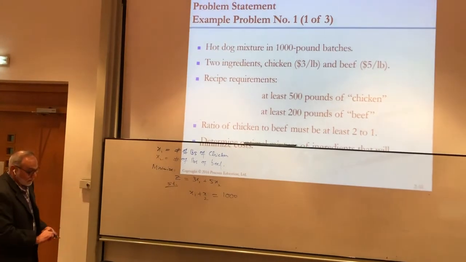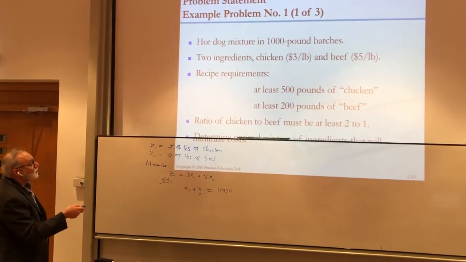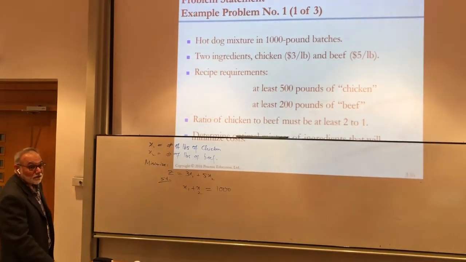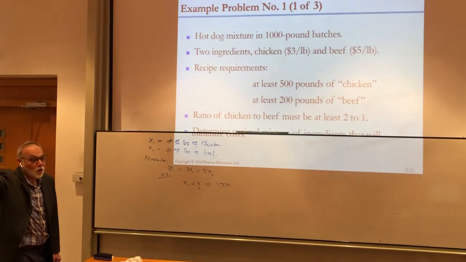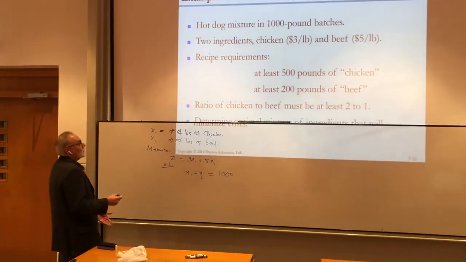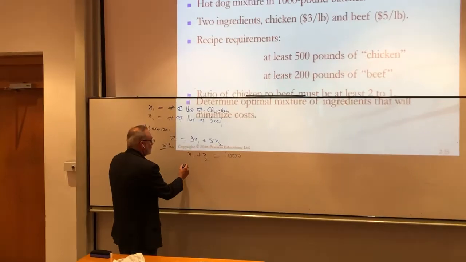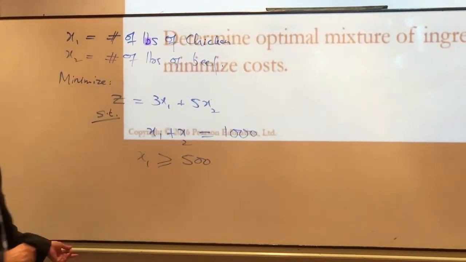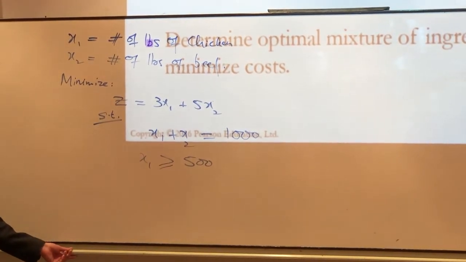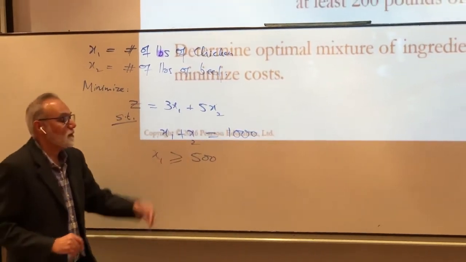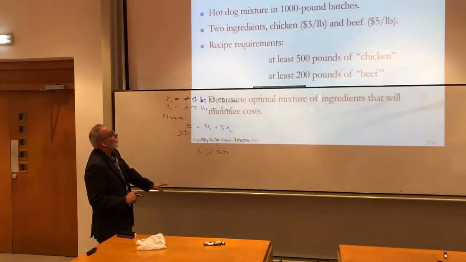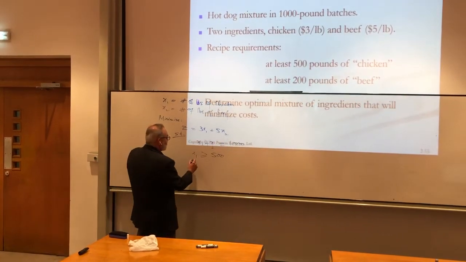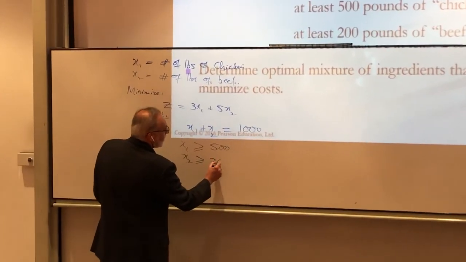The second constraint can be seen from here. Other constraints: at least 500 pounds of chicken. At least, which means it can be greater or equal. So we can say x1 greater or equal to 500 pounds. Alright? X1 is also in pounds, the right side is also in pounds. And then we have the 200 pounds of beef. X2 greater or equal to 200.